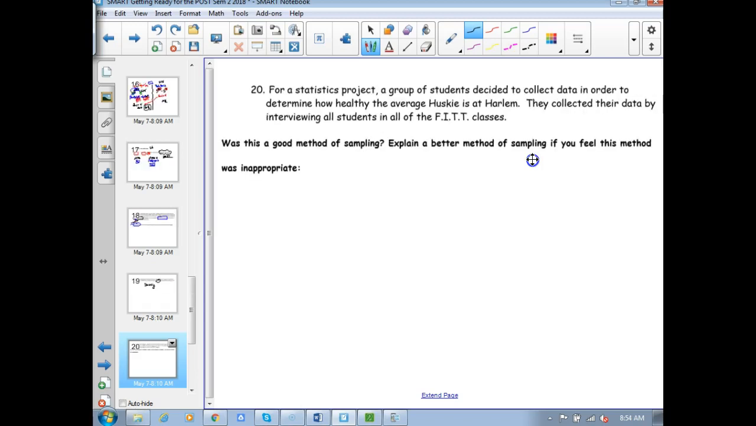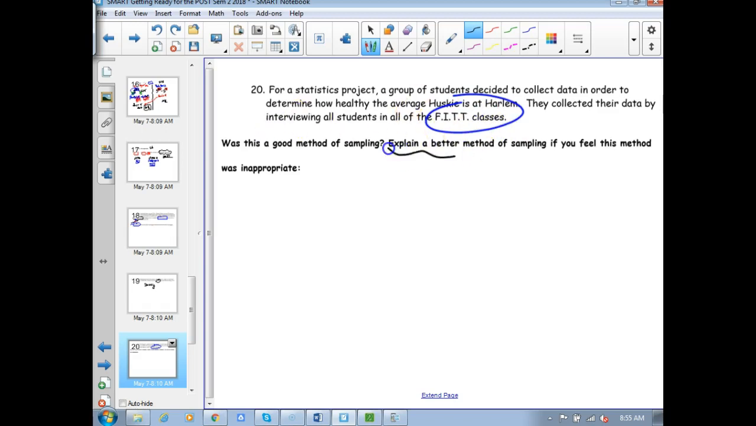This one is about sampling. So they want to know how healthy all the students are. So they collected a sample of students from all the fit classes, which from what I understand are typically kids who really enjoy physical fitness and like to work out and sweat during gym class. So I just don't know if that's a good sampling, because these guys are not necessarily representative of everyone at Harlem. I mean, if everyone took a fit class, then sure, you're hitting the entire population and not just a sector of it. So no, it's not a good method.